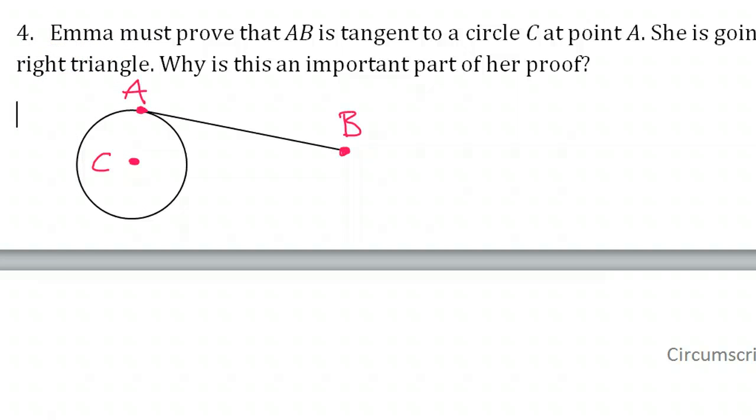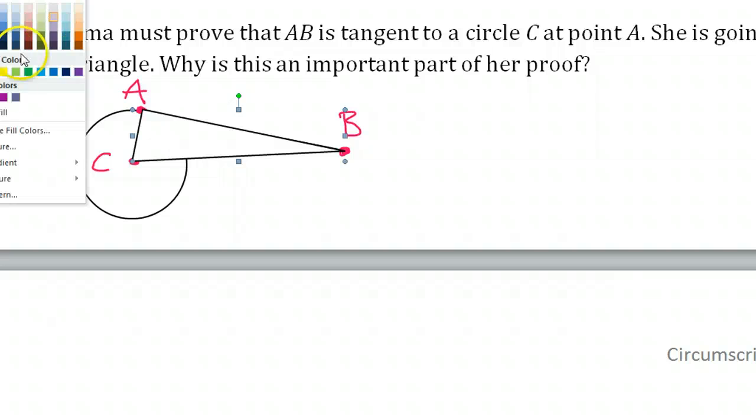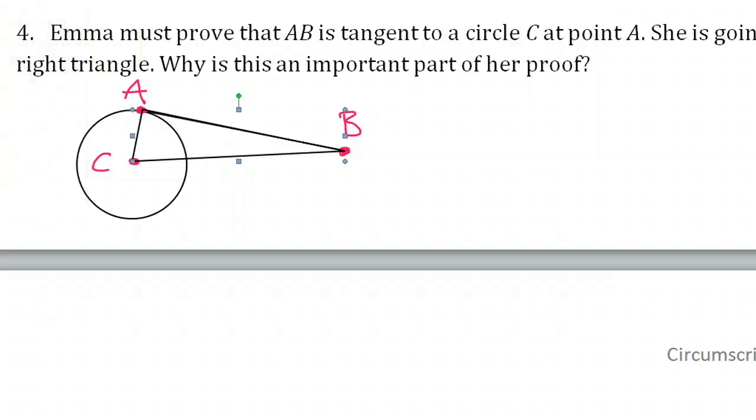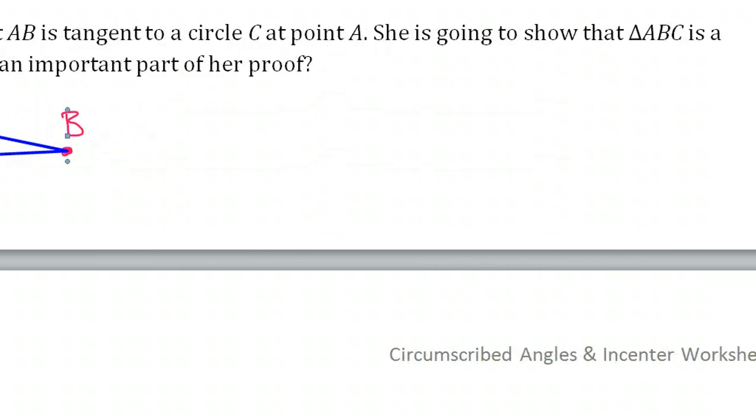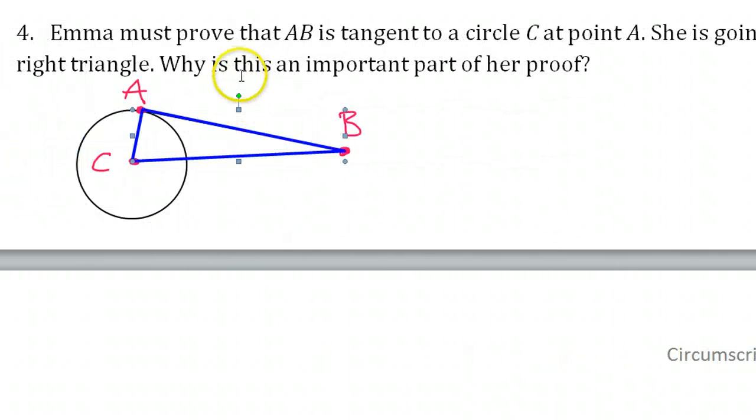Triangle goes like this. Whoops, that was a fail. Let's try again. One more time. There we go. Third time's a charm. Okay, that is the triangle with which we are dealing. So this is the picture being described. She is going to show the triangle ABC is a right triangle.